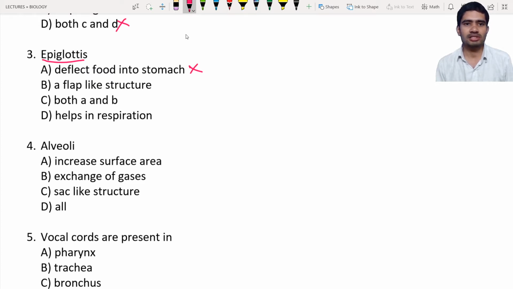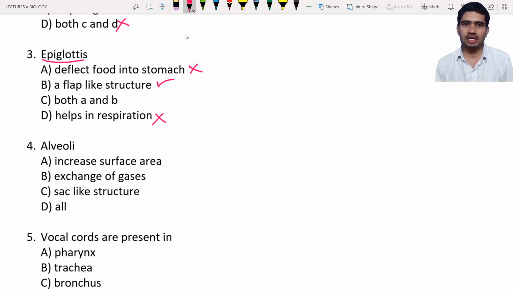So next, the flap-like structure. Yes, the epiglottis is a flap-like structure. So next is both A and B. Okay, we will see about this later. Next, it helps in respiration. The epiglottis is not going to be involved in respiration. It helps in breathing, but it does not help in respiration. So this is also not correct. So the option might be this, the flap-like structure, or both A and B. Okay, we will see which one is correct.